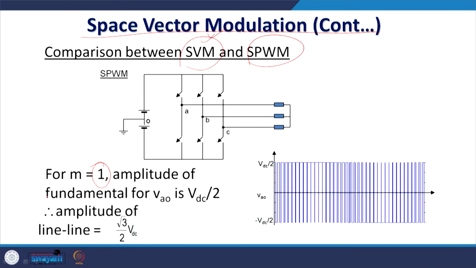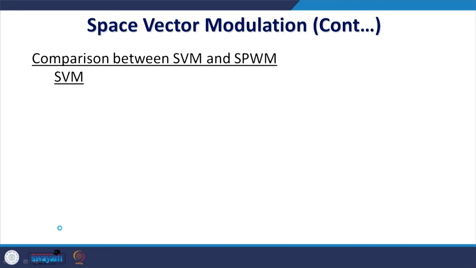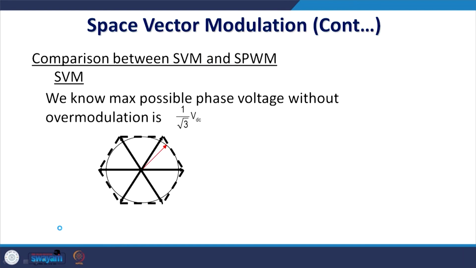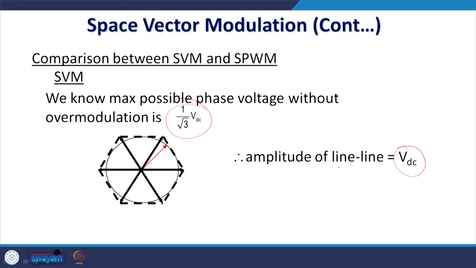For m greater than 1, m equal to 1, that I will come to later, the amplitude of the fundamental for VAO is VDC by 2, and the amplitude of the line voltage is essentially root 3 by 2 VDC. So, what happened? We know that the possible phase voltage without over modulation is 1 by root 3 into VDC, and the amplitude of line to line voltage can be up to VDC.